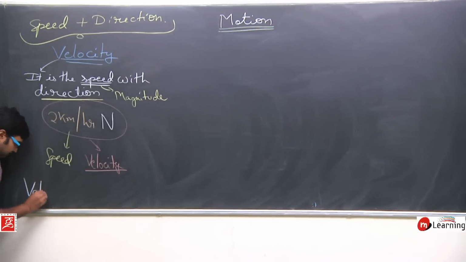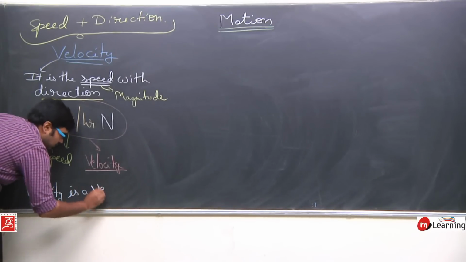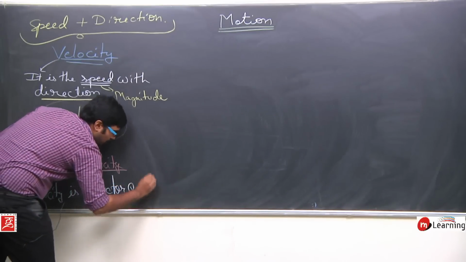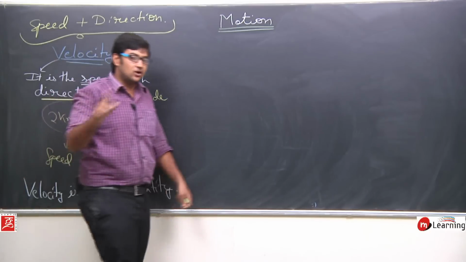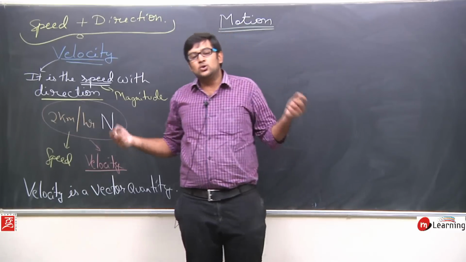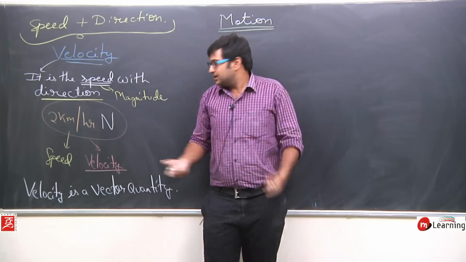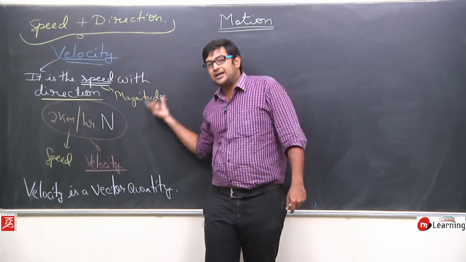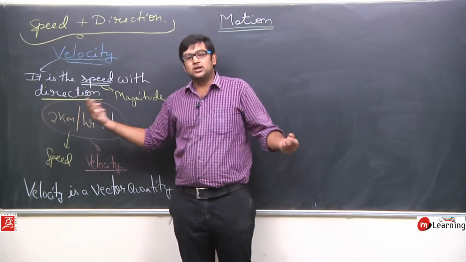Velocity is a vector quantity. Definitely it's a vector quantity because it has speed as well as direction. So if anyone asks you why velocity is a vector quantity, just simply respond that it has speed as well as direction. Speed means magnitude, and direction means this north or northeast or anything.